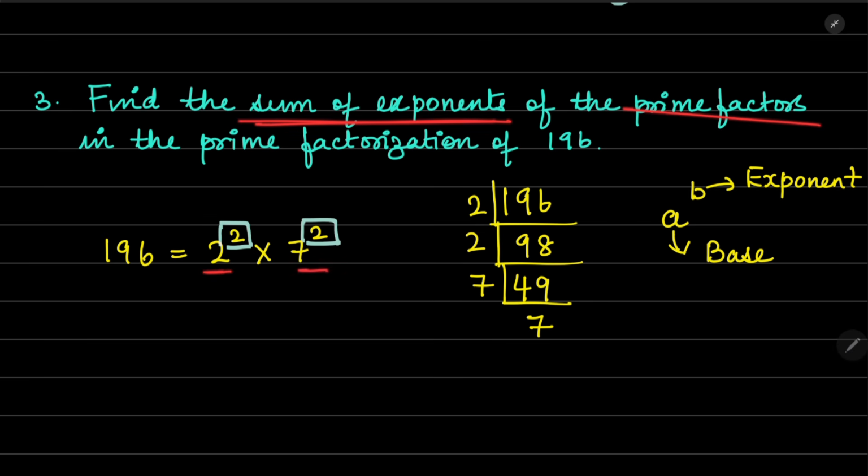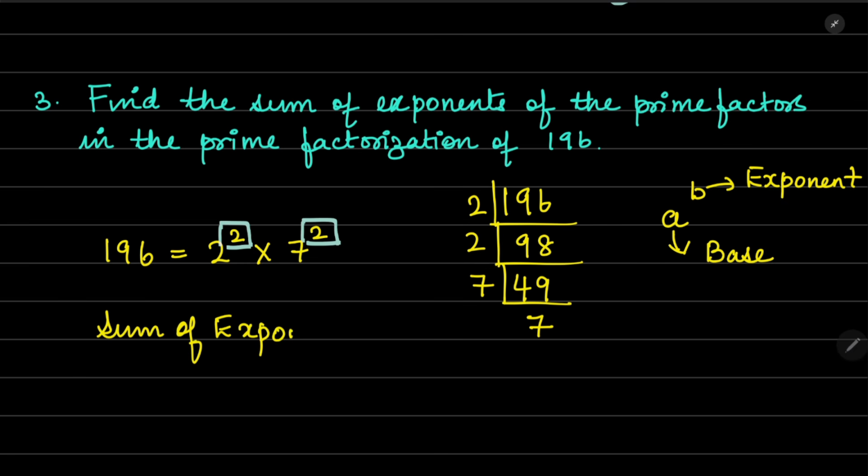So the prime factors are 2 and 7. So the exponents of 2 and 7 are 2 and 2. Okay, both are 2. So the sum of exponents is nothing but equal to 2 plus 2, which is equal to 4. That's your correct answer.